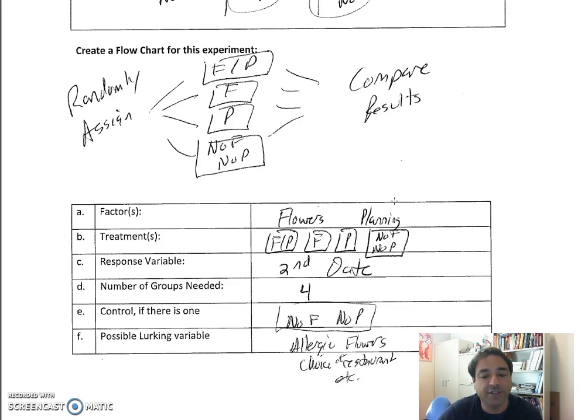So here, our factors are flowers and planning. We have 4 groups, 4 treatments: flowers and planning, flowers only, planning only, no flowers, no planning. The response variable could be getting a second date or give the date a survey, probably not the most romantic. And then a control group would be no flowers, no planning. And then some lurking variables: you could be allergic to the flowers, if you chose a bad restaurant, etc.